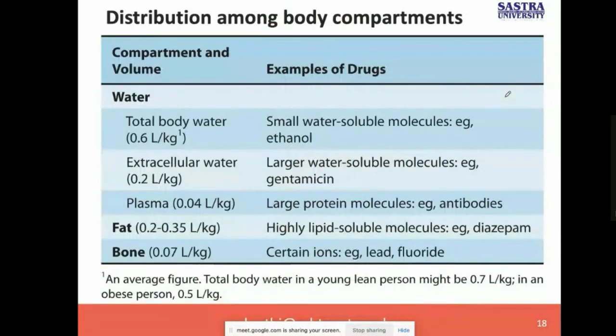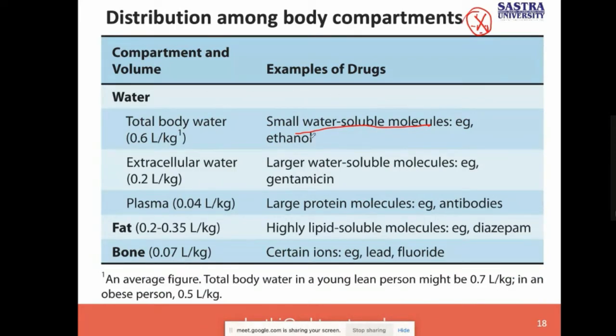This is very important for examinations. Also, if you sit for any core company interviews, they may ask some question related to the body compartments and how a drug molecule can be distributed in the different water compartments of the body. If you take any small water soluble drug molecules, or in general any small water soluble molecules like ethanol, ethanol is a very small water soluble molecule.